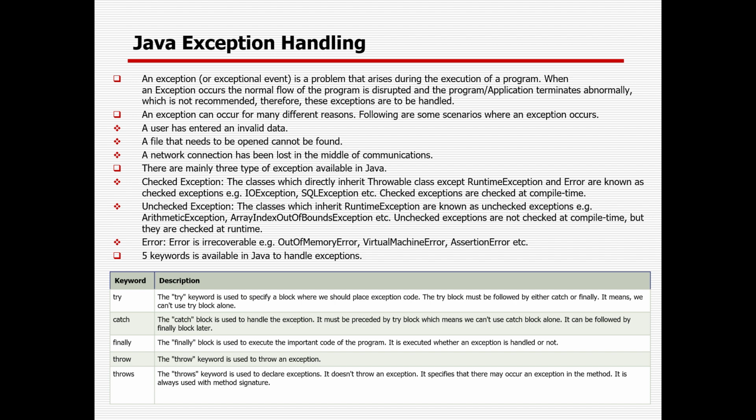An exception, or exceptional event, is a problem which arises during the execution of the program. When an exception occurs, the normal flow of the program is disrupted and the program or application terminates abnormally, which is not recommended. Therefore, this exception has to be handled.